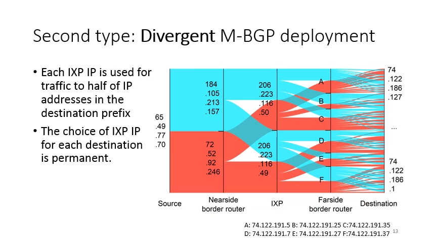We also plotted the routing map for this example. Again, from the figure we can see that each IXP IP is used for half of the traffic to the destination IPs, and the choice of IXP IP is permanent for each destination IP in our traceroute measurement.